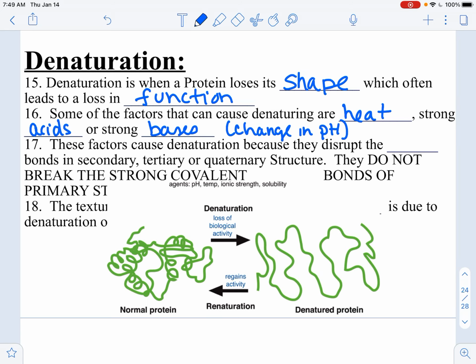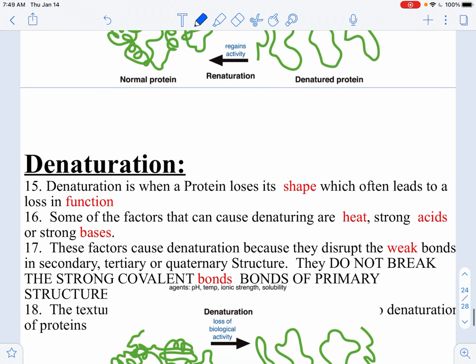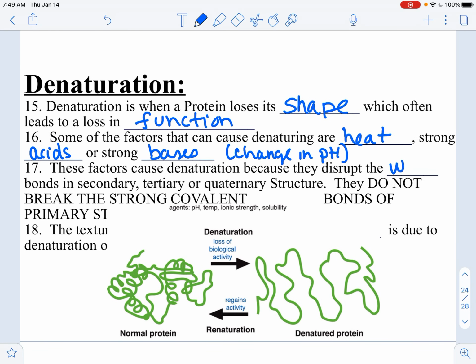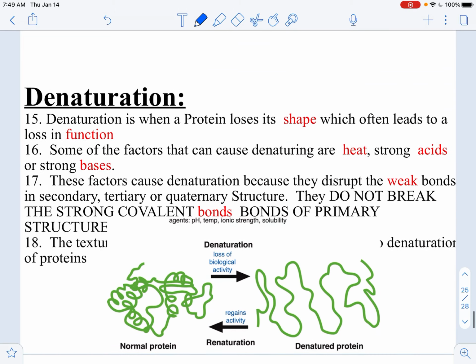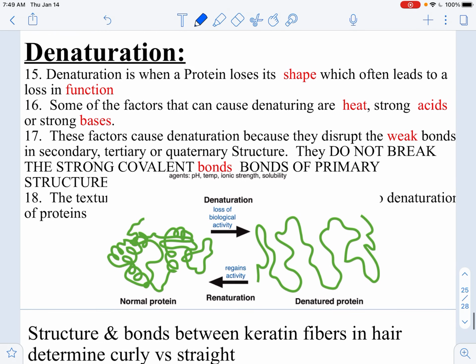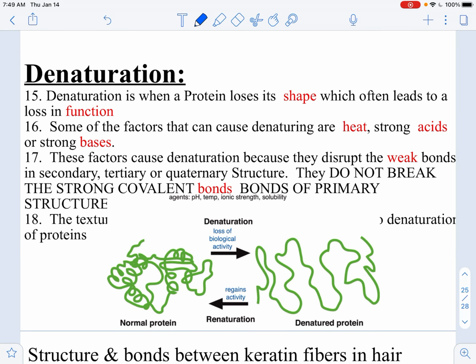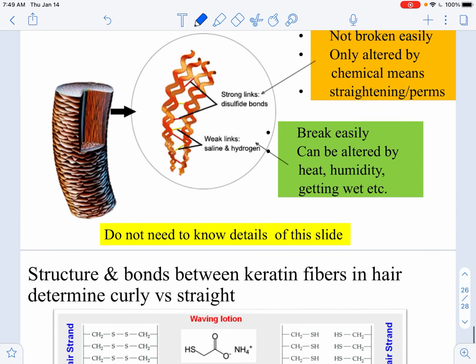Acids and bases are measured in pH. These factors cause denaturation because they disrupt the weak bonds, okay? Not the strong covalent bonds of the primary structure. That's what that's supposed to say, but I think you have that. Okay. Are we missing something there? Just fill in what you can, and then again, I'll quickly go over this next class if there are any problems.